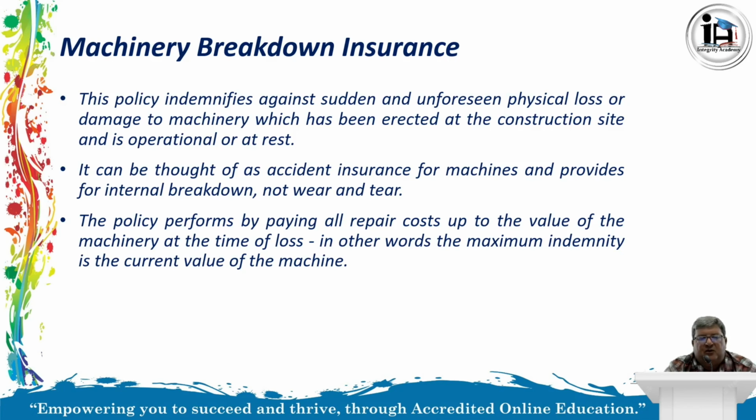The policy is performed by paying all the repair costs up to the value of the machinery at the time of the loss. So whatever breakdowns there are, the insurance will pay for all of that. But in other words, the maximum indemnity is the current value of the machine. They will not pay more than the machine is worth. So if the crane is worth 1 million rand and the breakdown is 1.1 million, they will only pay 1 million rand, and the other 100,000, well, the contractor has to fork out himself. They will not pay more than the current value of the machine.